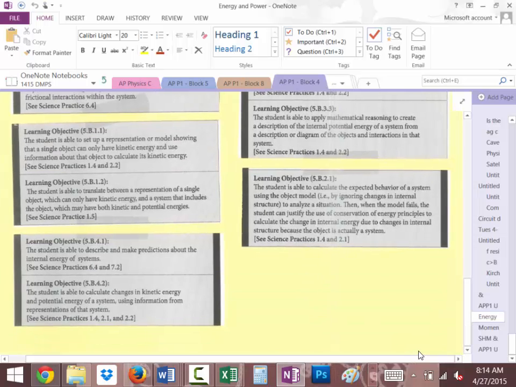It says, the student is able to calculate the expected behavior of a system using the object model to analyze the situation. Then, when the model fails, the student can justify using conservation of energy principles to calculate the change in internal energy due to changes in internal structure because the object is actually a system. Okay, so what does that mean to you? Because that's a lot of words, right? Ideas, thoughts?